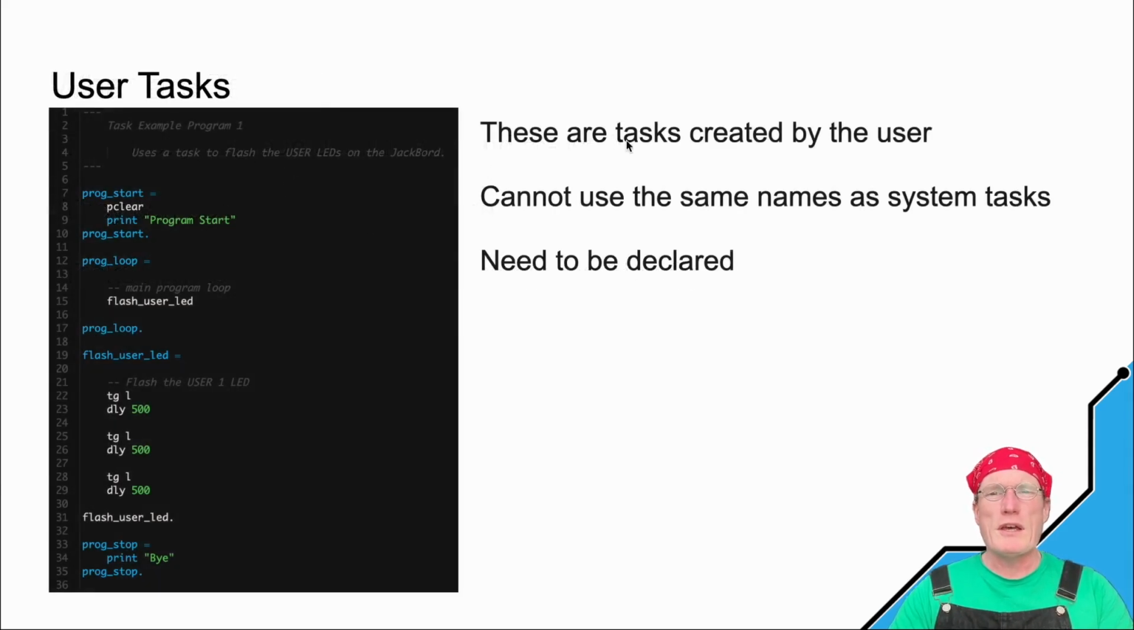So user tasks are tasks that are created by the user and they can't use the same names as system tasks, and they need to be declared just like variables. So for example, prog start is a system task, prog loop is a system task, but flash user LED is a user task. And this is the code that goes inside the user task. And then this is the line that tells Octagon that we've reached the end of that user task. And so user tasks have to be declared.